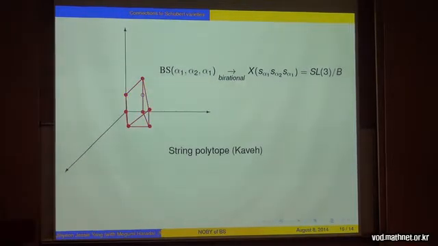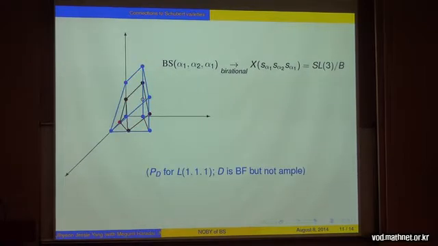So this example shows that this PD, the special case of a twisted cube, I'm expecting to find a nice relation to the string polytope. And this is for L 1 1 1. This line bundle is not the pullback of any line bundle on the Schubert variety, so you have to tensor with something else. Now D is base point free but not ample. So the polytope is in blue, and this one is a Newton-Okounkov body of the Bott-Samelson variety.